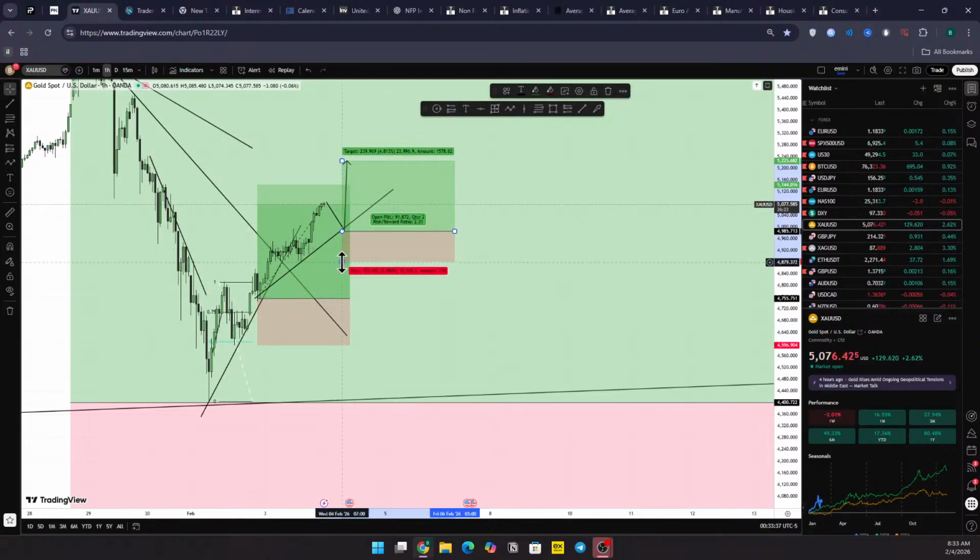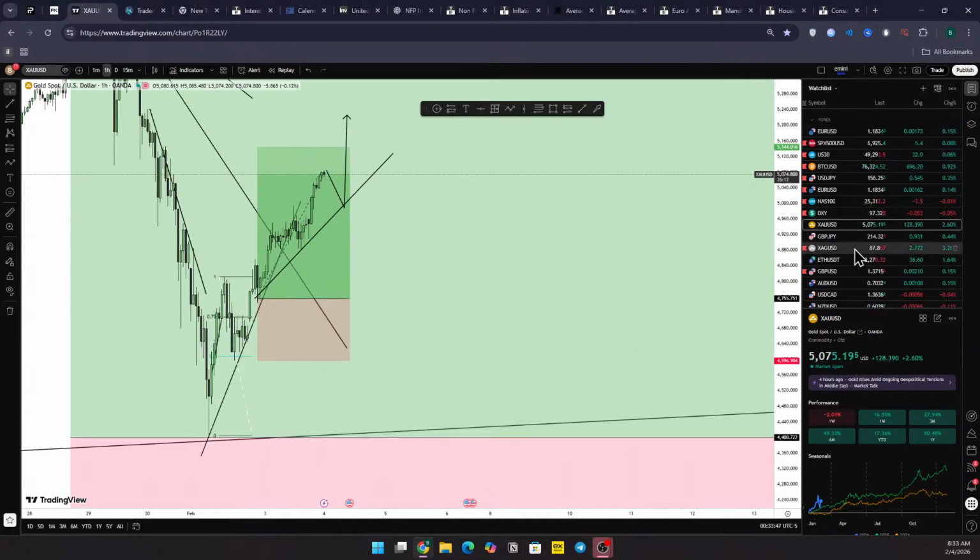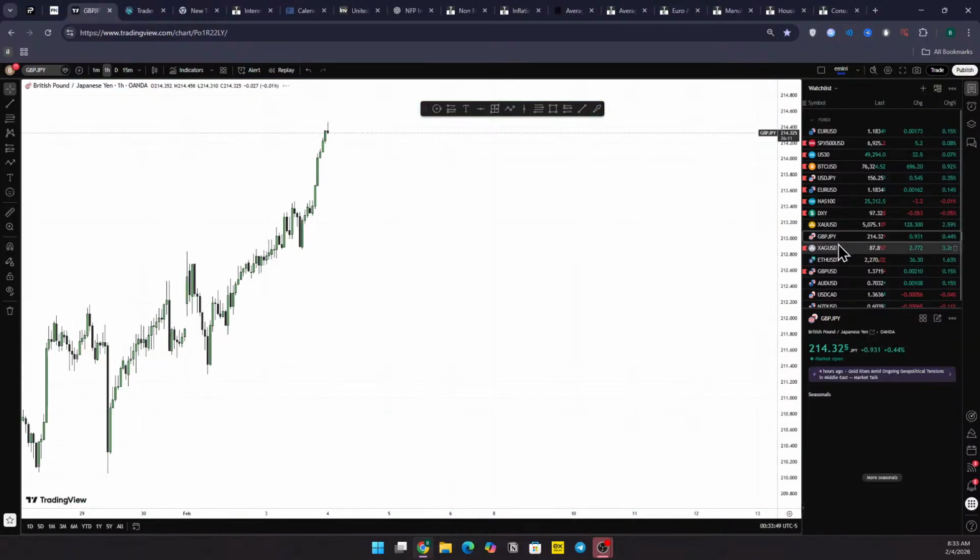I don't like this kind of stop loss. My stop loss has got to look like this, a bigger stop loss, a bigger range. I want to target a bigger range and also have a bigger stop loss. GBP, GBPJPY.